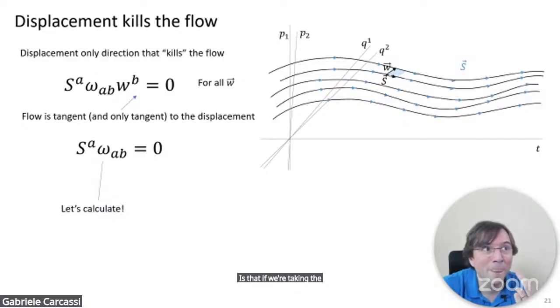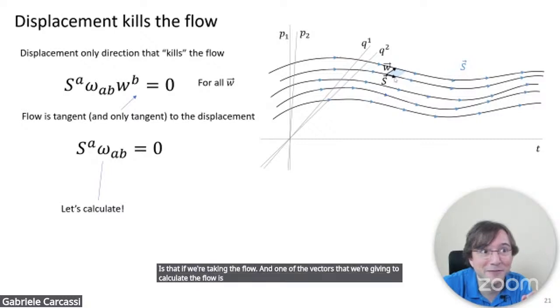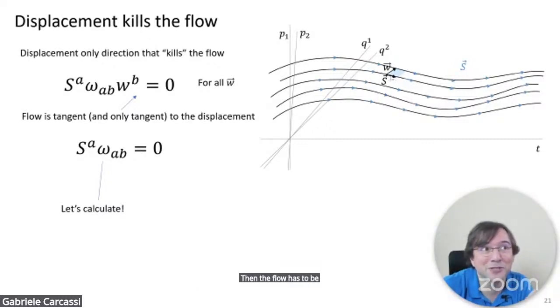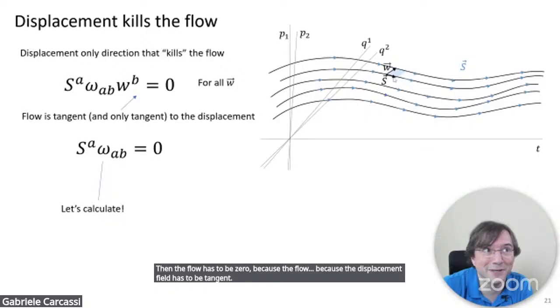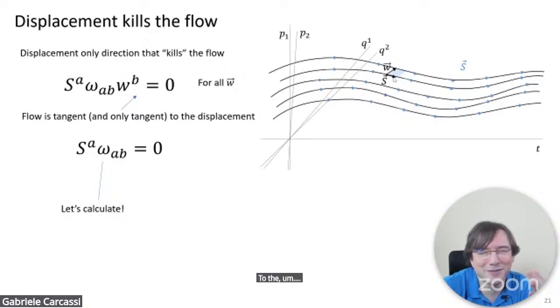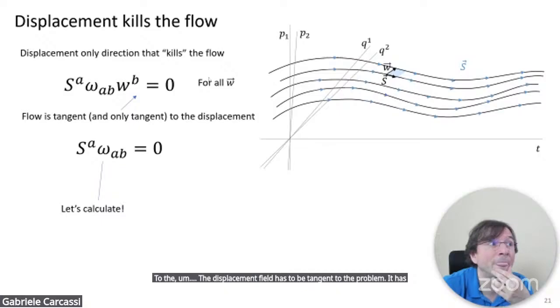the flow and one of the vectors that we're giving to calculate the flow is the displacement field, then the flow has to be zero, because the displacement field has to be tangent to the flow. It has to contribute no flow, right?